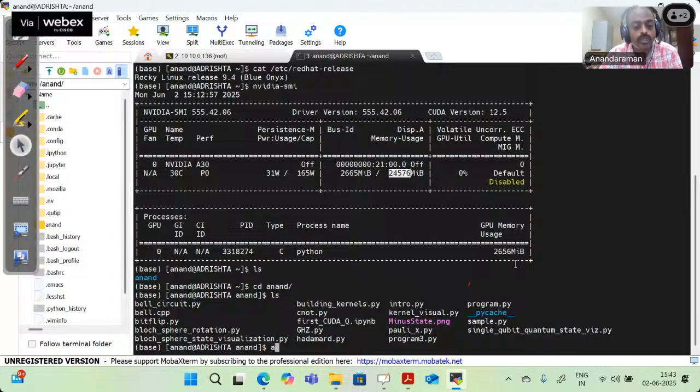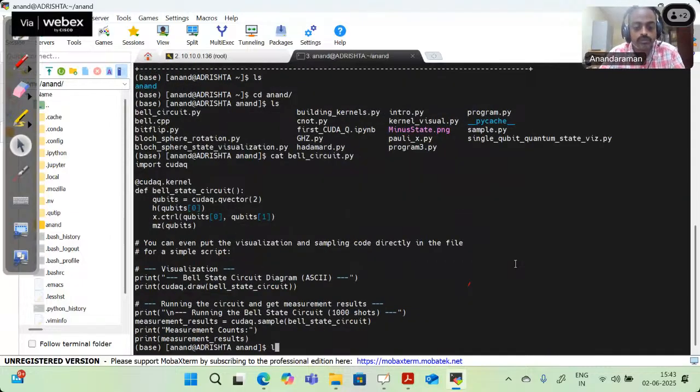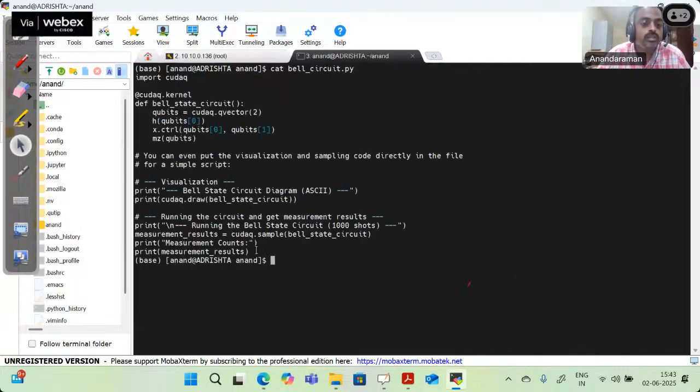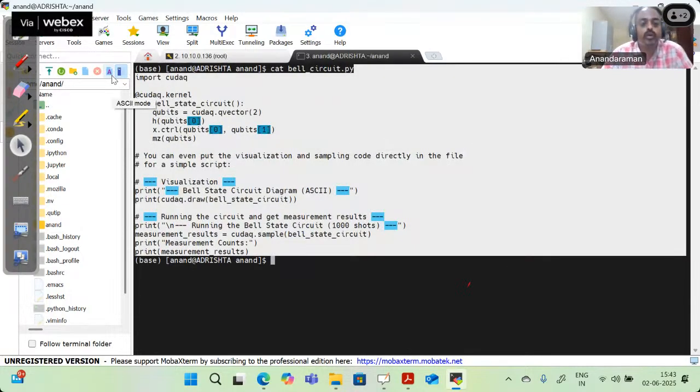So we will create a Bell state now. This is a Bell state. You can create a circuit like this. This is the CUDA-Q program, a Python program. So we are importing CUDA-Q.